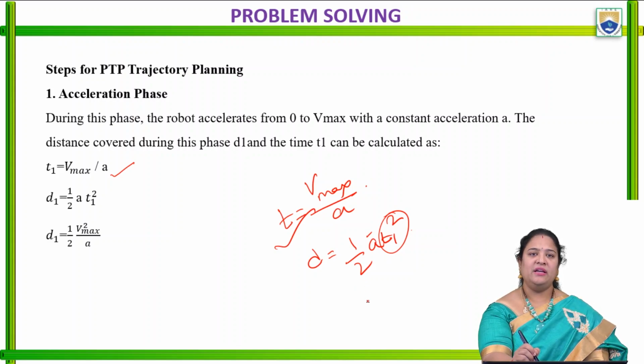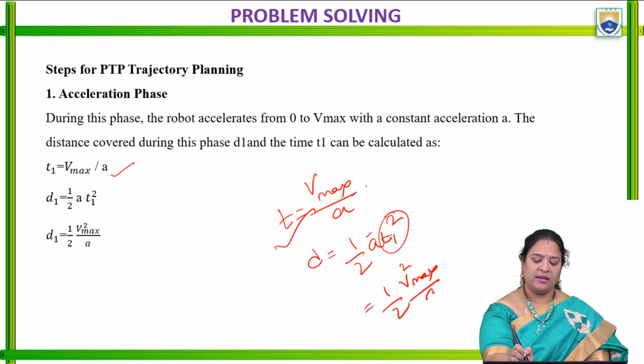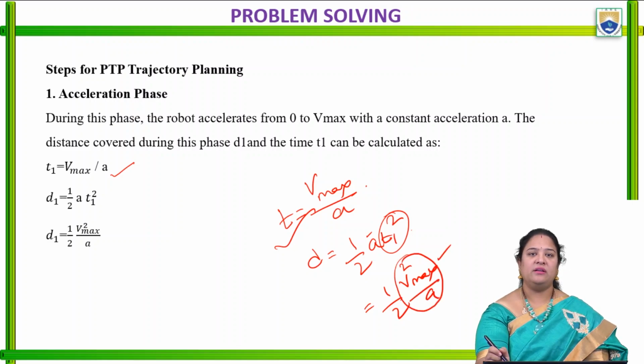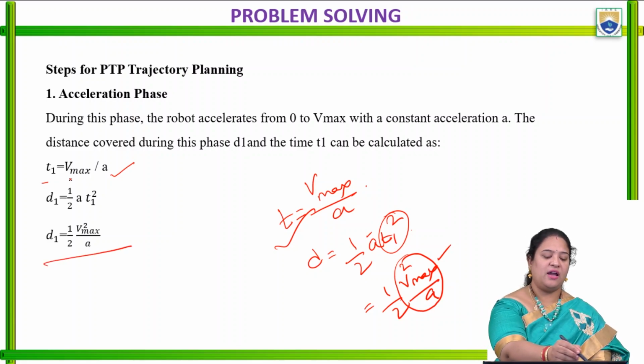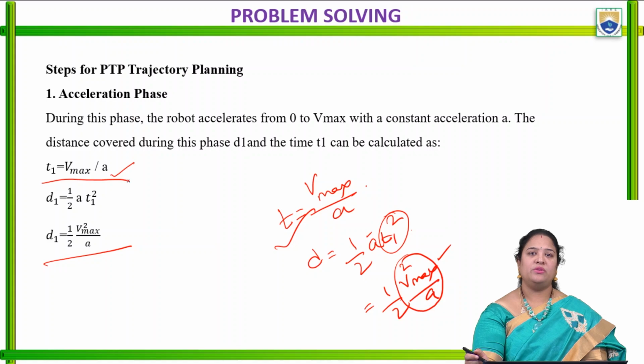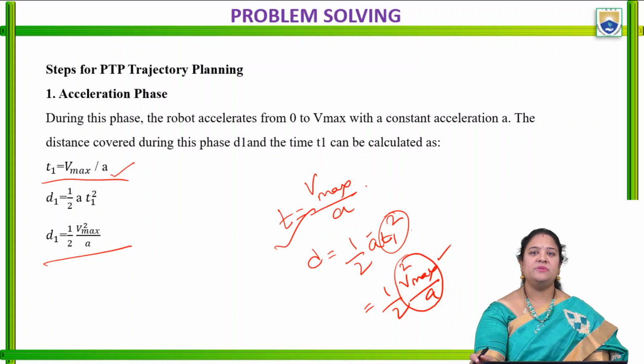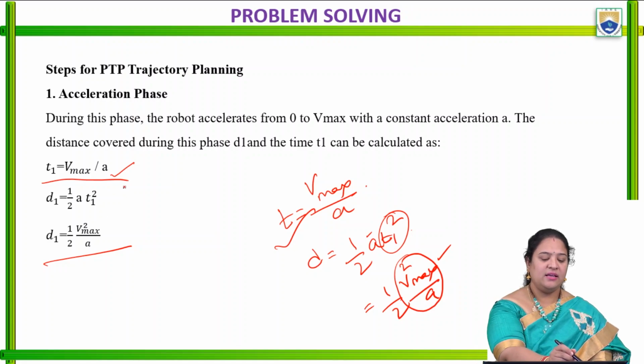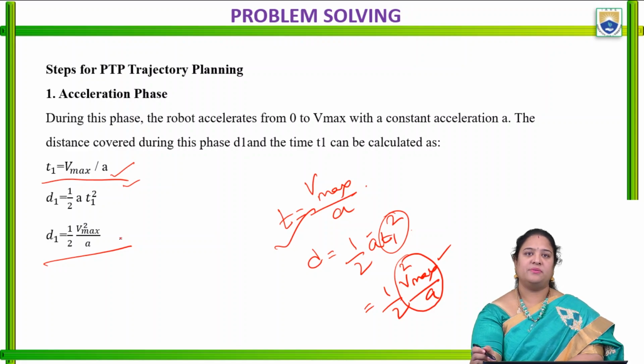So we will be getting d, or we can also write it as 1 by 2 v square max by a. That is, we are inserting t here, right? So this is how we calculate the distance and the time with respect to the acceleration phase. That is, during this particular phase, the acceleration from 0 to maximum velocity with a constant acceleration a will be calculated using these two formulas.